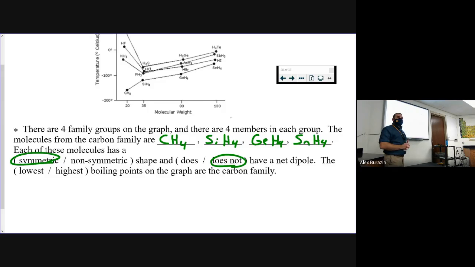Where's that carbon family hanging out on our graph? The lowest. Okay. These 4 molecules represent the lowest boiling points of this chart. Why? Because they all are nonpolar. They only have London dispersion forces and nothing else. All of the other molecules have some other type of intermolecular force going on. So London dispersion forces, if it's the only intermolecular force there, lead to generally weak attractive forces and generally low boiling points.